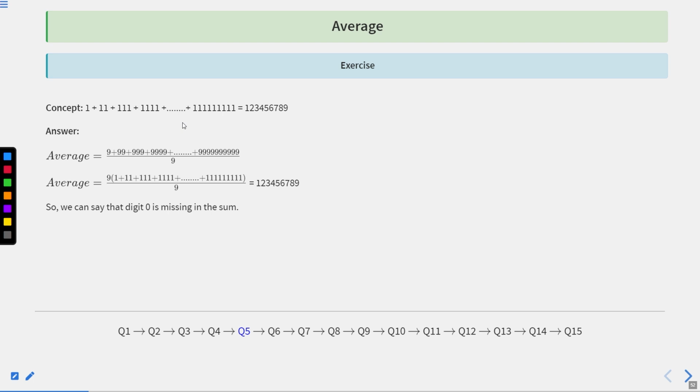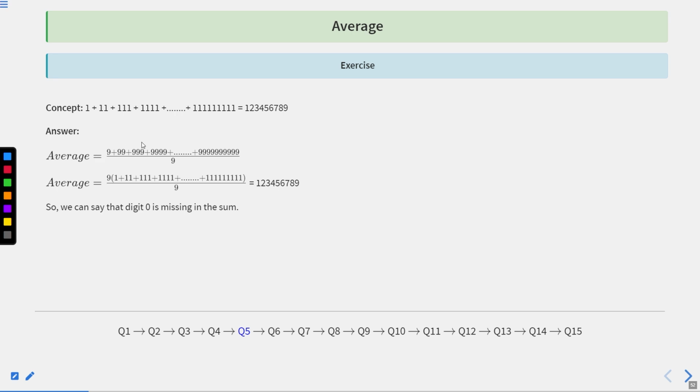The concept that will be used here is: if you take the sum 1 plus 11 plus 111 plus 1111 plus dot dot dot plus 111111111, the sum of this sequence is 123456789. Now we are going to use this to obtain the average of 9, 99, 999, and so on till 999999999.